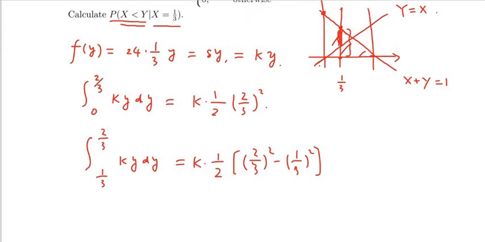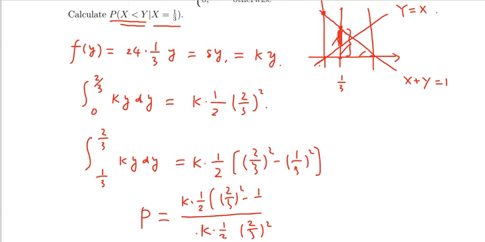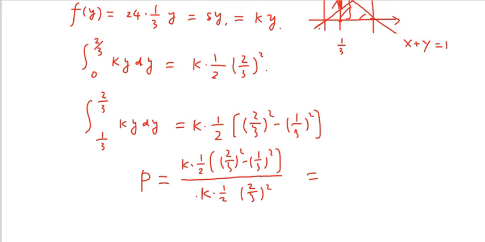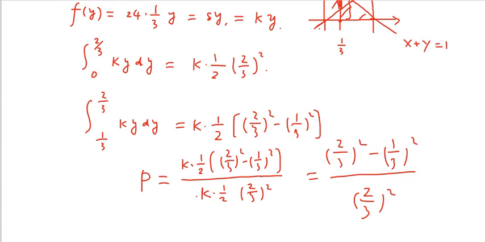So the probability we want to find equals k half times 2 over 3 squared minus 1 over 3 squared, over the total, k half times 2 over 3 squared. The k times half cancel, so this equals 2 over 3 squared minus 1 over 3 squared, over 2 over 3 squared. We just multiply by 9 and cancel, so this becomes 4 minus 1 over 4, which is 3 over 4.